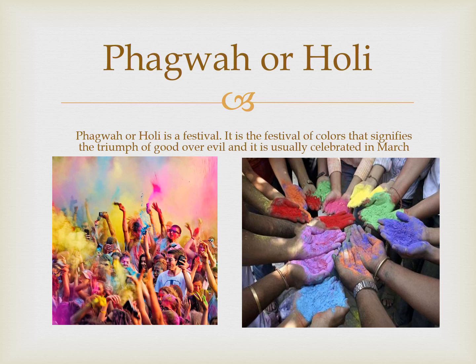So now we move on to the first religious holiday, which is Pagwa, which is also known as Holi. So Pagwa or Holi is a festival of colors that signifies the triumph of good over evil and is usually celebrated in March. So Pagwa is being celebrated in March. And in this case students can play Pagwa in school.